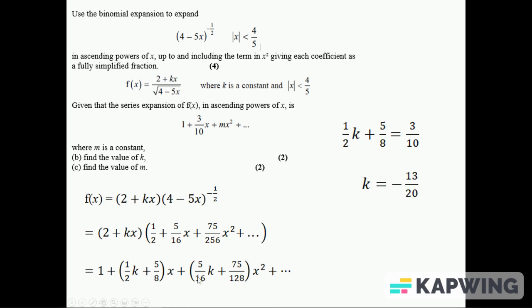And the value of m, well, this is the m. The m is 5/16 of k, which we've just worked out, plus 75 over 128. Work that in your calculator, you should get 49 over 128.